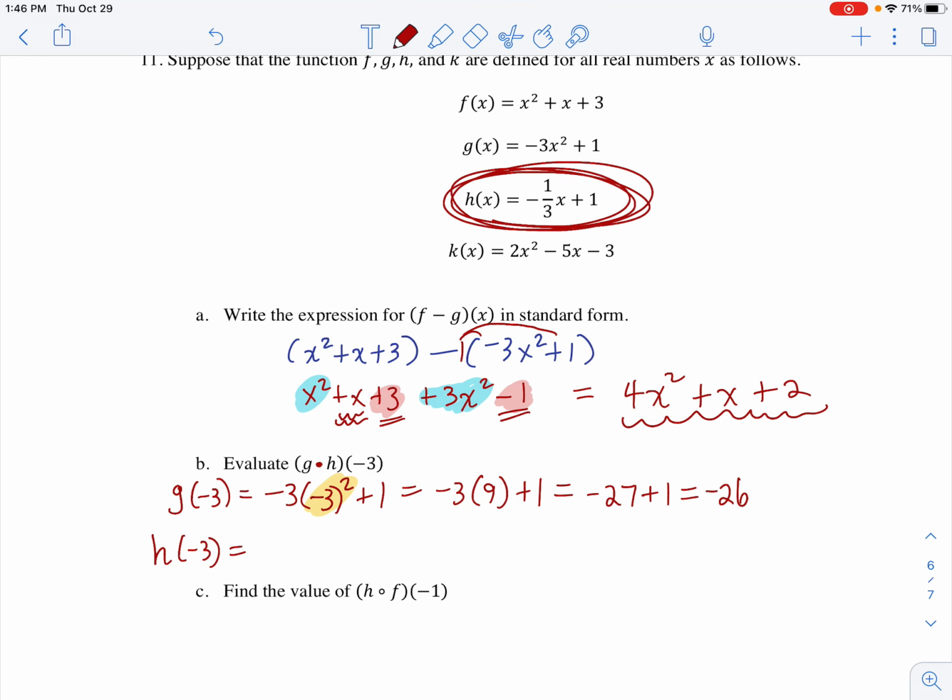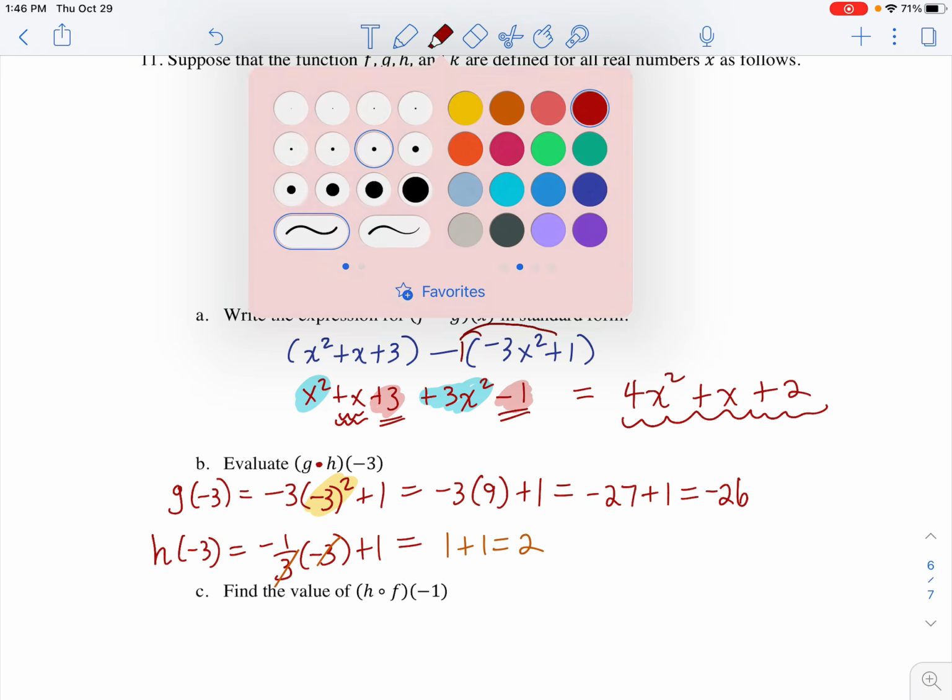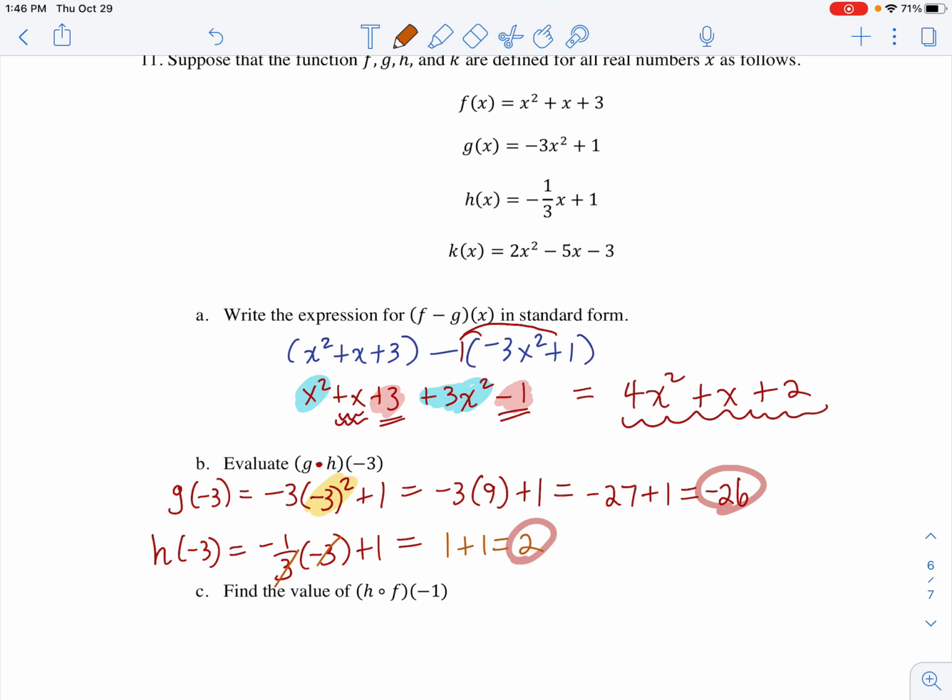If I plug in negative 3 into h this time, let's plug it into that function. That will be negative 1/3 times negative 3 plus 1. Negative 1/3 times negative 3. So these will all cancel out, leaving me with just 1 plus 1. And that is 2. So I'm almost done. All I now need to do is just multiply these two numbers. So final answer is negative 26 times 2, negative 52. All right, we're doing good.